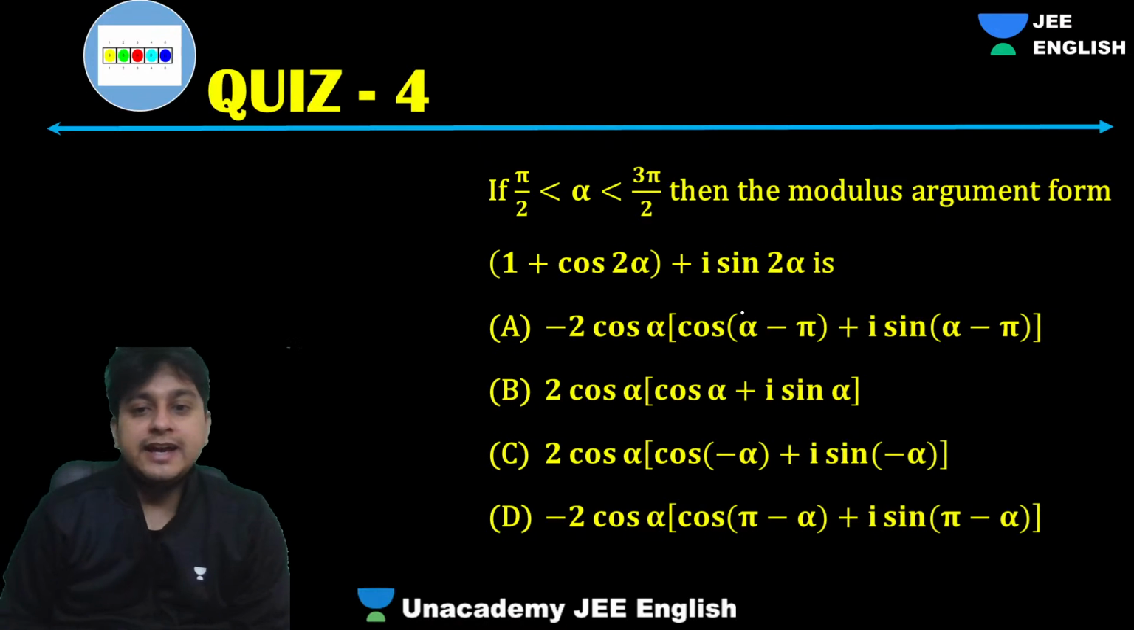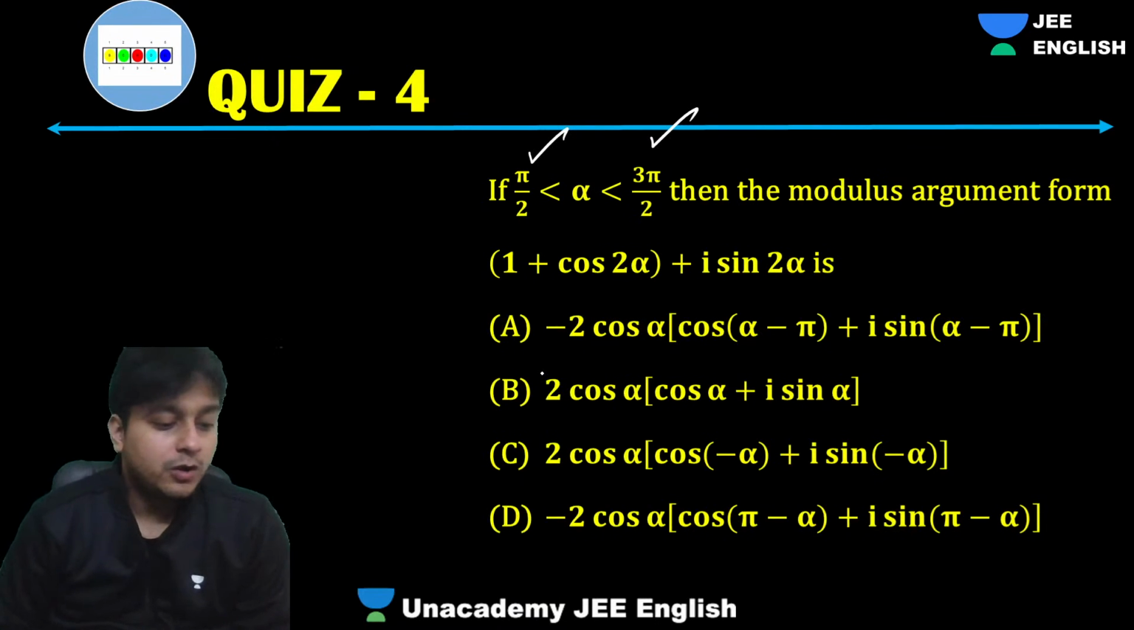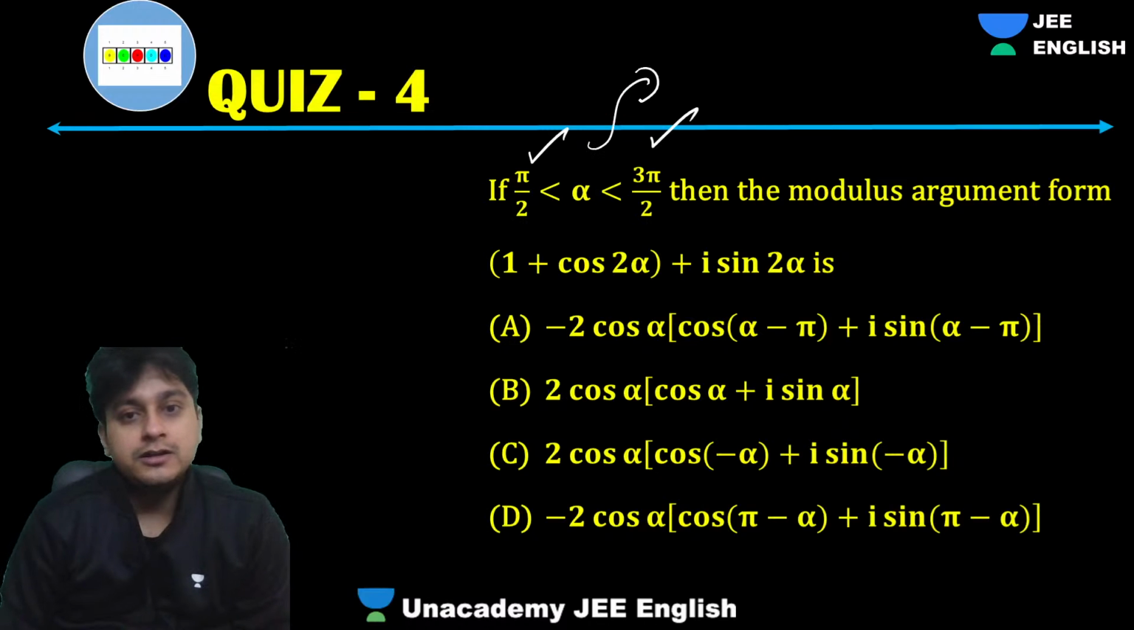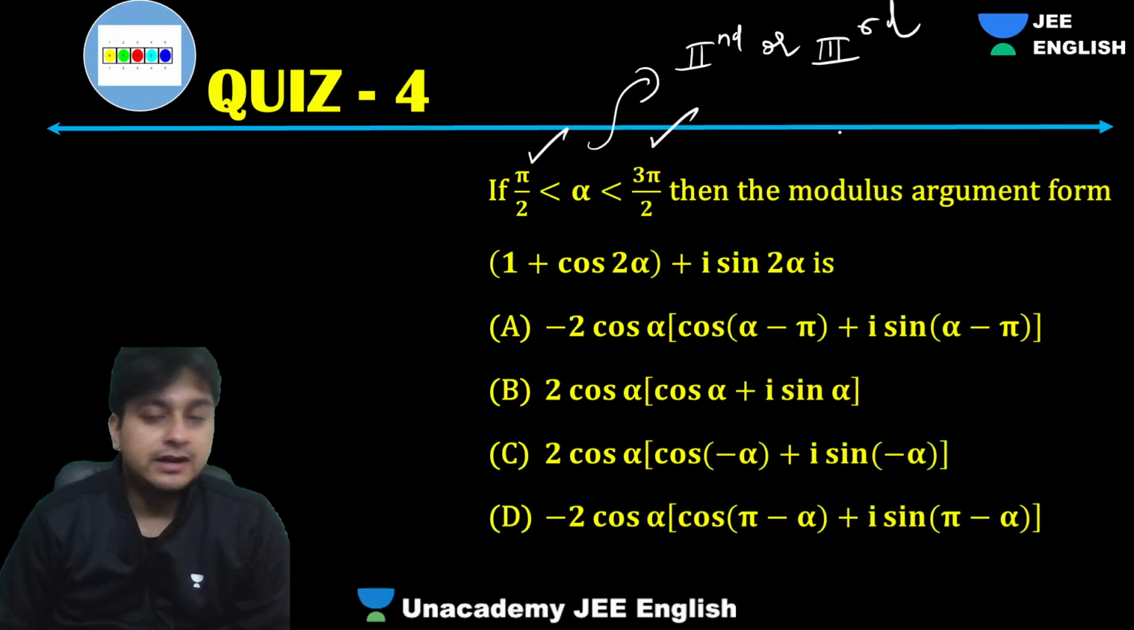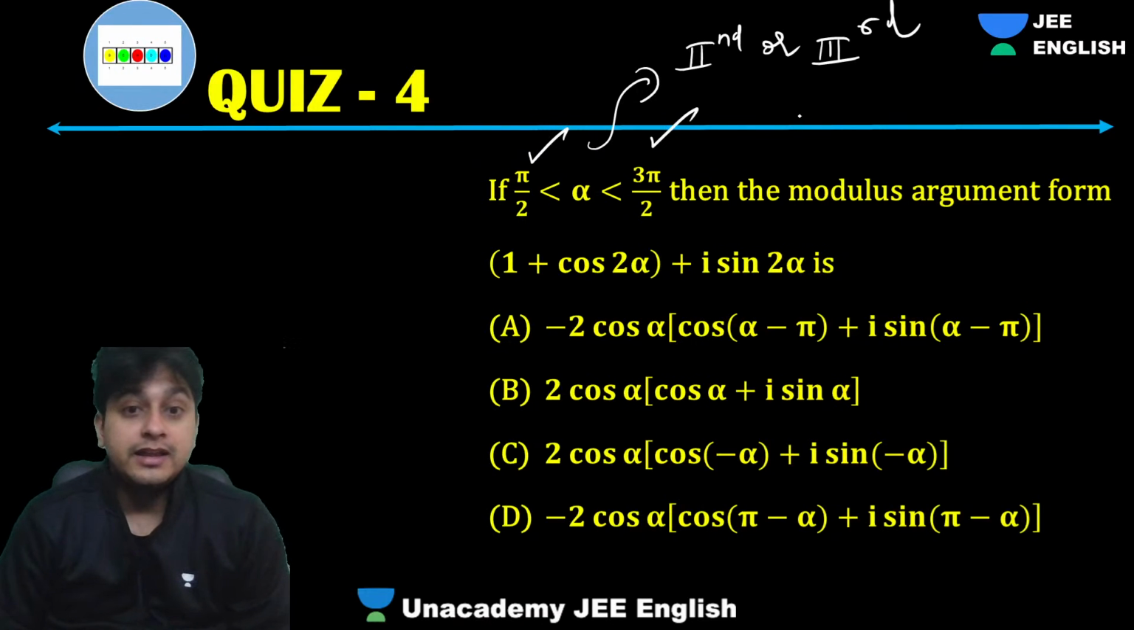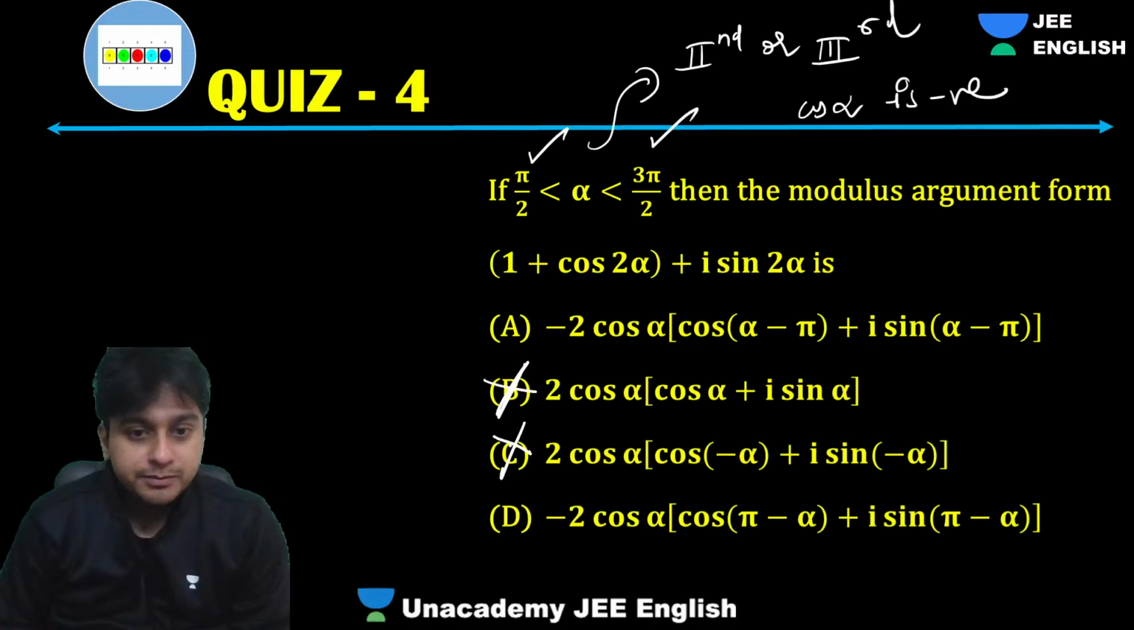So let's see. Guys, if you look at this one, this is a similar question to what we had last time. We have alpha between pi by 2 and 3 pi by 2. Can I say this is in the second or third quadrant? Here, obviously, your cos will be negative. So we can definitely reject options B and C.